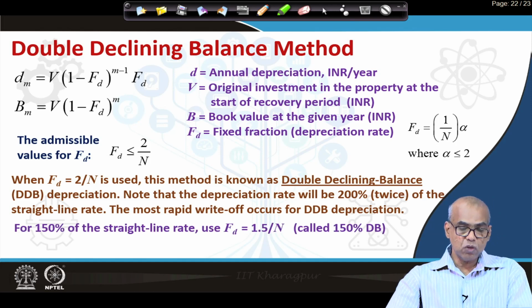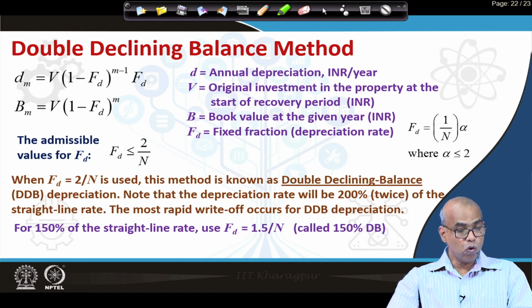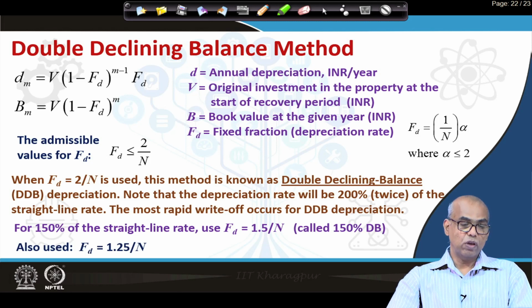For 150% of the straight line method, we will use FD is equal to 1.5 divided by n. We call it 150% declining balance depreciation. So, the common uses of alpha values are 2, 1.5 and also 1.25. So, FD equal to 2 by n, FD equal to 1.5 by n and FD equal to 1.25 by n are commonly used.